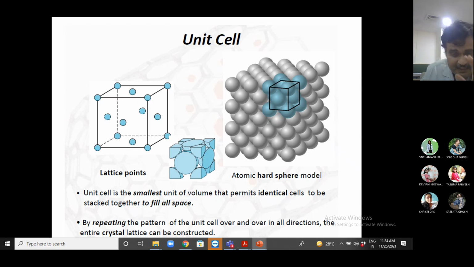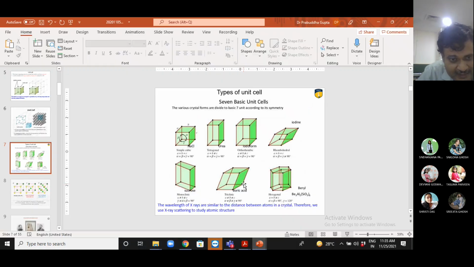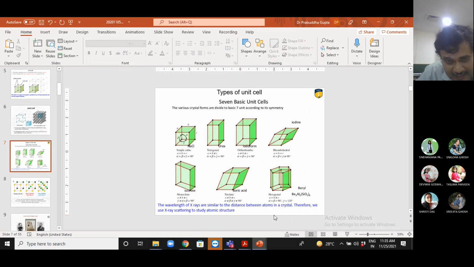So there are definite rules by which these atoms can be packed, and due to these rules, there are only 7 basic types of unit cells possible: simple cubic, tetragonal, orthorhombic, like that. There are 7 types as you see over here, and the wavelength of X-rays is similar to the distance between atoms in the unit cells of this crystal. Therefore, we use X-ray scattering to study the atomic structures.